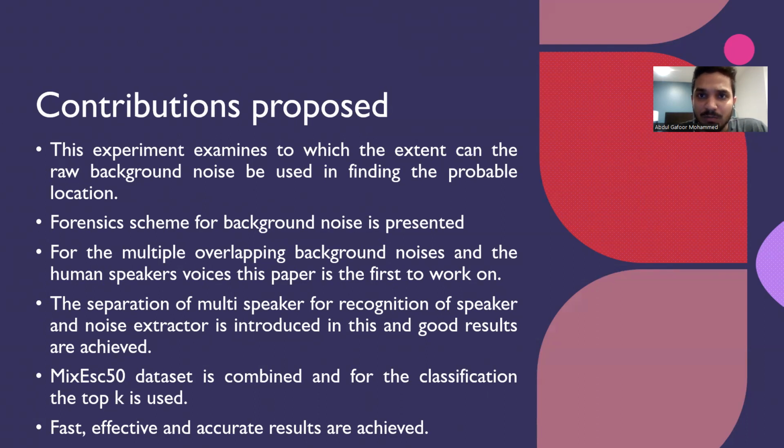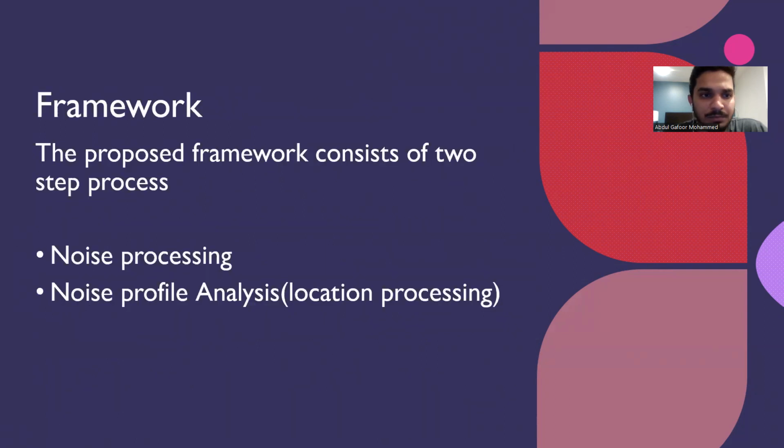And multiple speakers can also be present in any audio evidence, where they can be 2 to 5 or any number of people, and all the voices can get interlinked or overlapped, and these voices were able to be separated by using the model, and multiple good results were achieved at different stages. Mixed ESC-50 dataset was used for the classification over here, and better results were achieved after this.